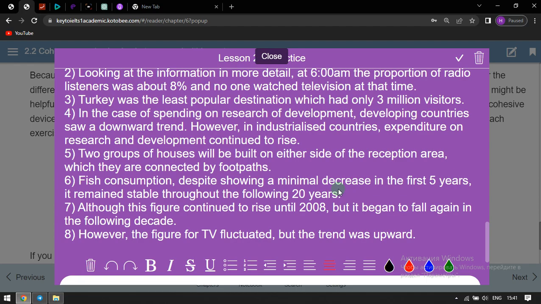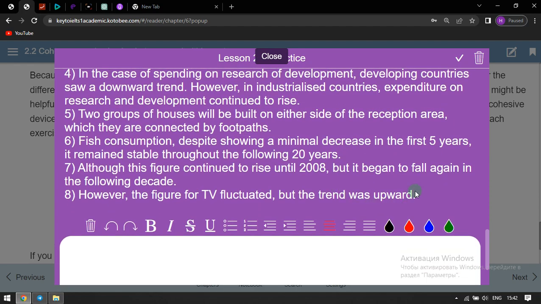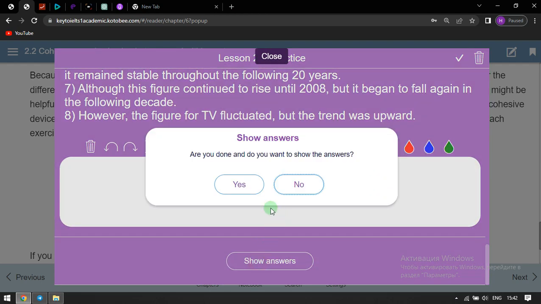Although this figure continued to rise until 2008, it began. We don't need but. We cannot use but because we have already used it. Also, it began to fall again in the following decade. However, the figure for TV fluctuated, but the trend was upward. What the hell? This sentence is totally wrong. Let's see the answers.